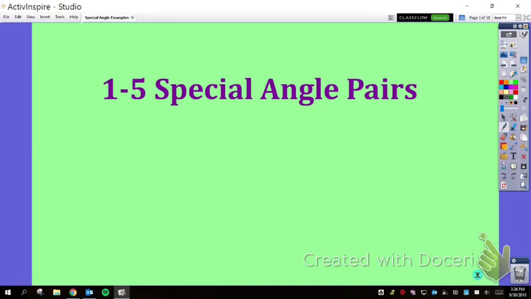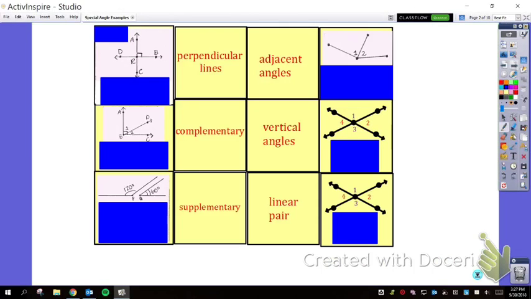Alright, today we are talking about special angle pairs. We have 6 different angle pairs that we are focusing on today. Those 6 different angle pairs are perpendicular lines, adjacent angles, vertical angles, complementary, supplementary, and linear pair.